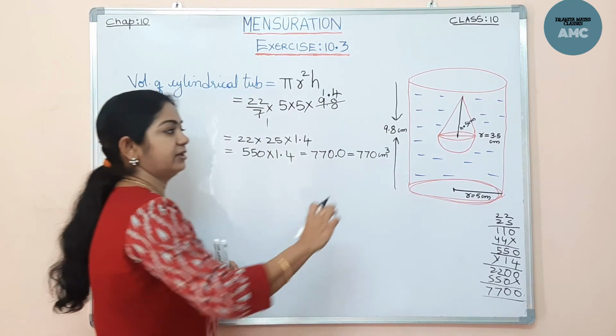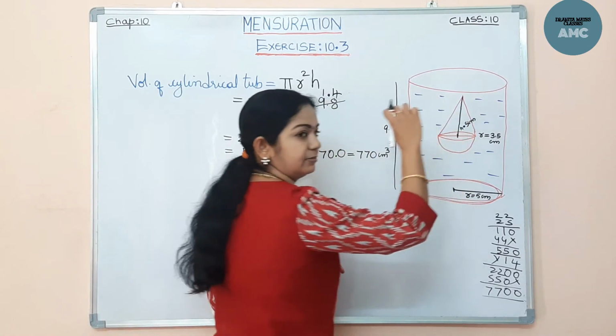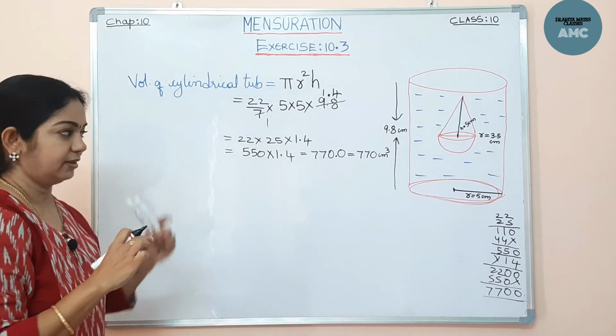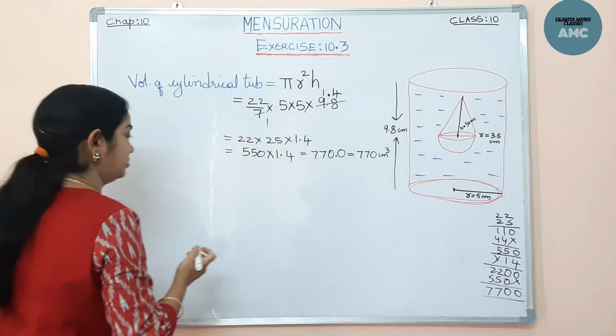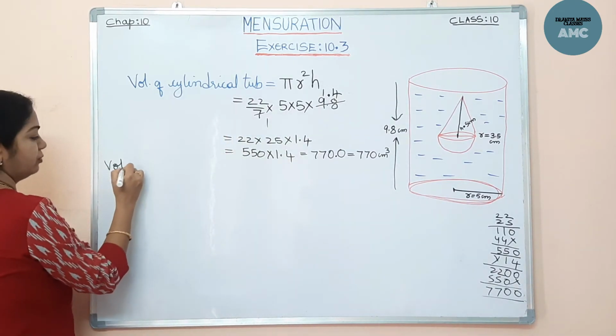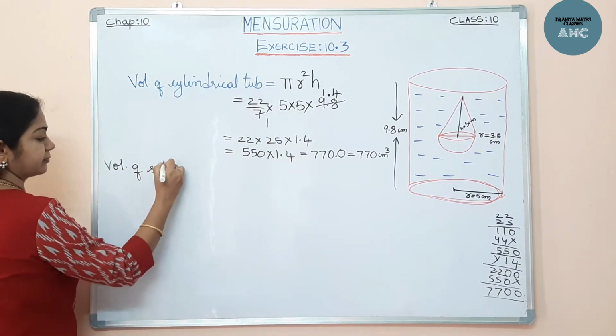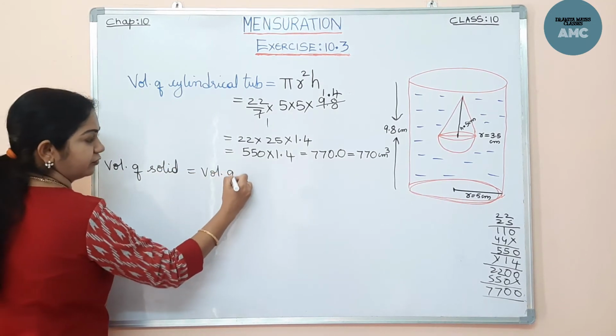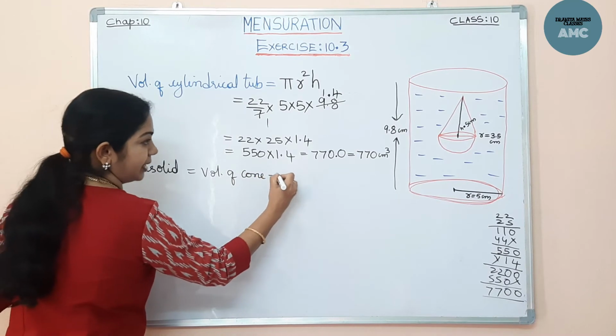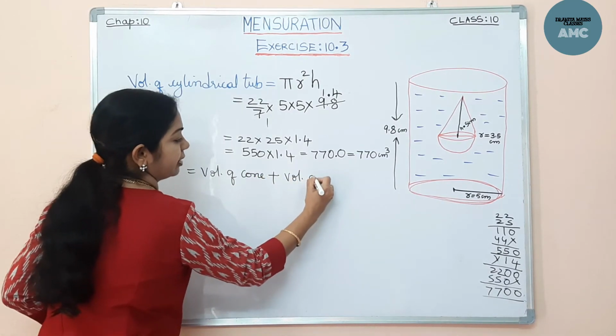Now we will find the volume of the solid combination, okay, that volume. This is a combination of a cone as well as a hemisphere. Let me find out. Volume of solid is equal to the volume of cone plus volume of hemisphere.